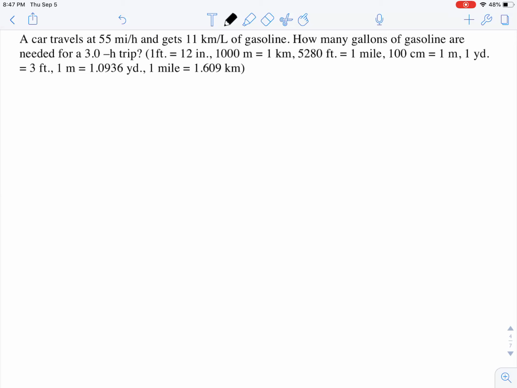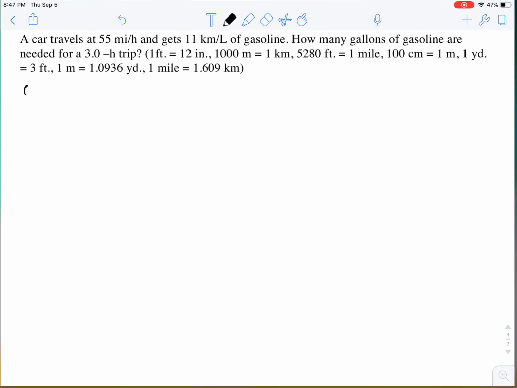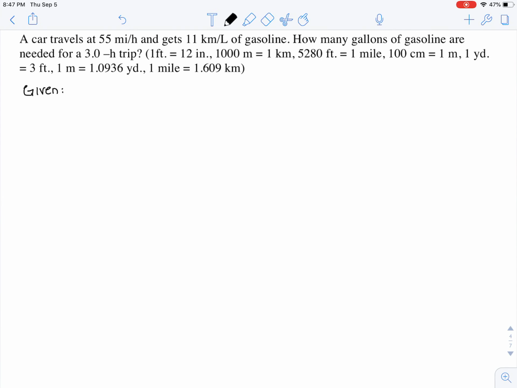Looking at different word problems to use dimensional analysis to solve for the desired unit. A car travels at 55 miles an hour and gets 11 kilometers per liter of gasoline. So 55 miles per hour, 11 kilometers per liter. How many gallons are needed for a 3-hour trip? I already see what I want: I want gallons.